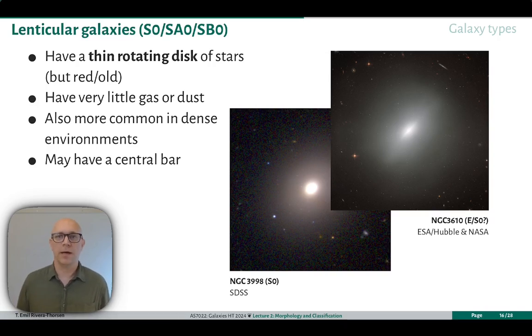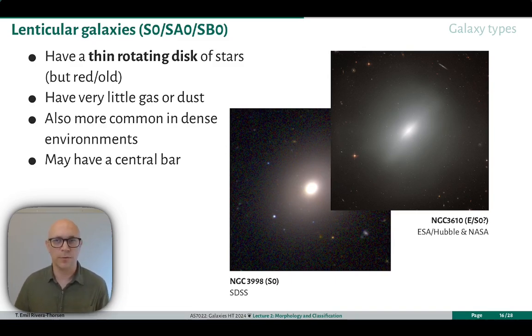Lenticular galaxies have thin rotating disks of stars, but these stars are red and they're old. And like elliptical galaxies, lenticular galaxies also have very little gas or dust. Lenticular galaxies are also common in dense environments, but as you can see, they still sort of resemble disk and spiral galaxies, except they are not as well ordered. They have no gas or dust, but they do retain some kind of spiral-like structure. They may even have a central bar.